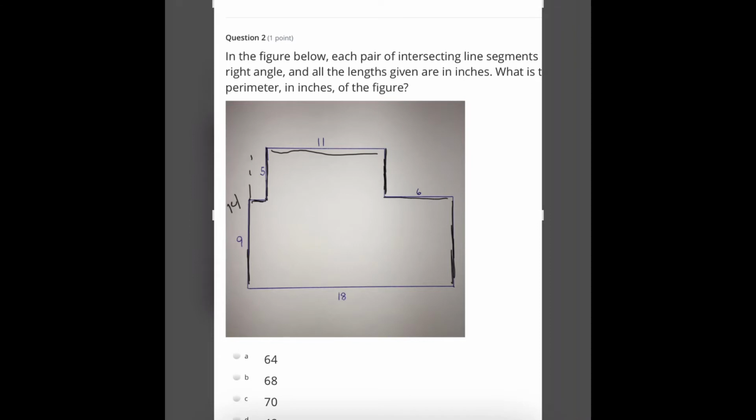So just think of it as a 14 by 18 rectangle. So 14 plus 14 plus 18 plus 18. 28 plus 36. And that's going to give me 64.